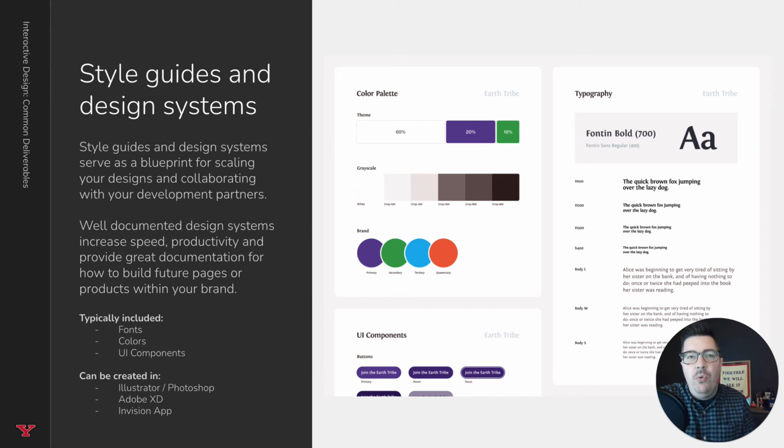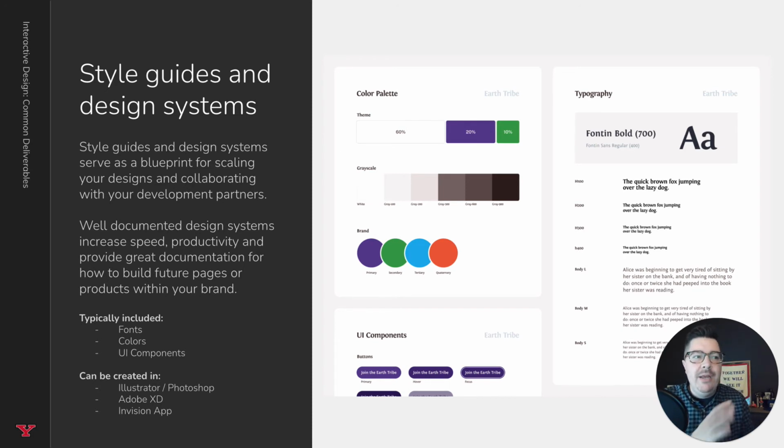Especially they're helpful when you're collaborating with developers who want to know what a button looks like. They can go to this design system, this style guide, and see what that button looks like. They don't have to bother you as the designer to understand what the documentation looks like, what the button looks like, because you've already defined it for them.